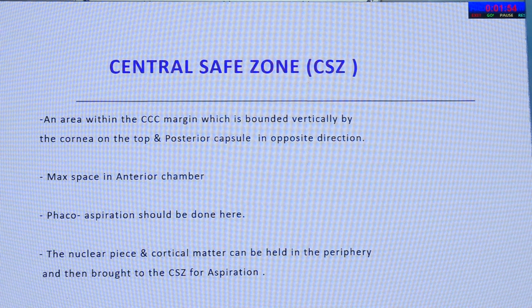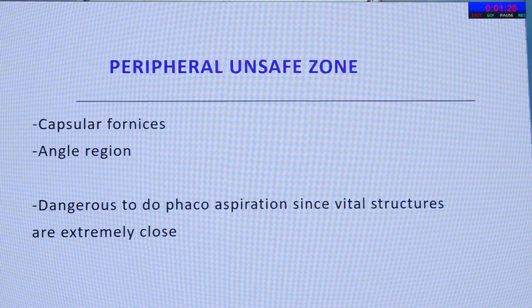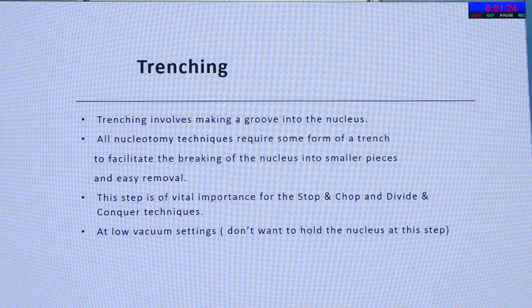Another important thing we need to know about is the central safe zone. It is the area which is vertically bounded on the top by the cornea and by the posterior capsule behind. The maximum space in the anterior chamber is in the central safe zone. We should get the nucleus pieces and the cortical matter into the central safe zone before we emulsify them. It is larger in cases of myopes, zonular stress syndromes and vitrectomized eyes, and smaller in hypermetropes, small pupils, and smaller eyes. The peripheral unsafe zones are the capsular fornices and the angle region. We should avoid doing emulsification over there.